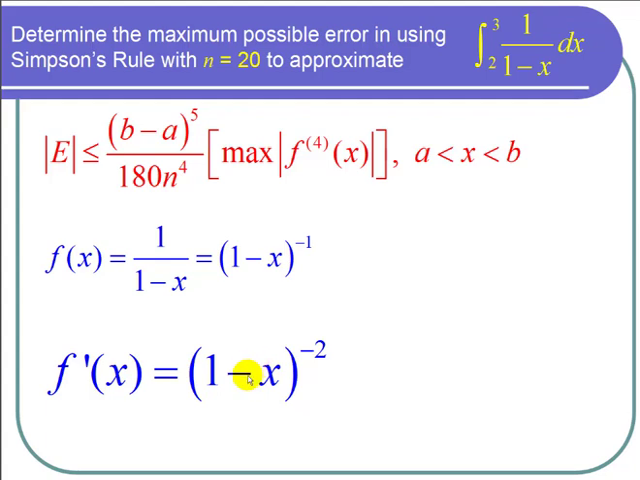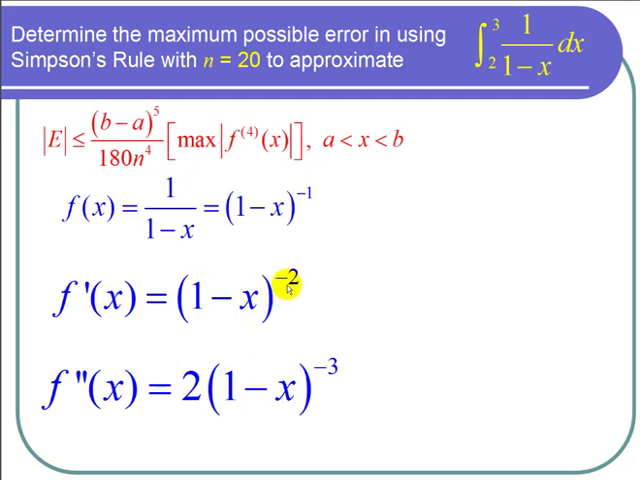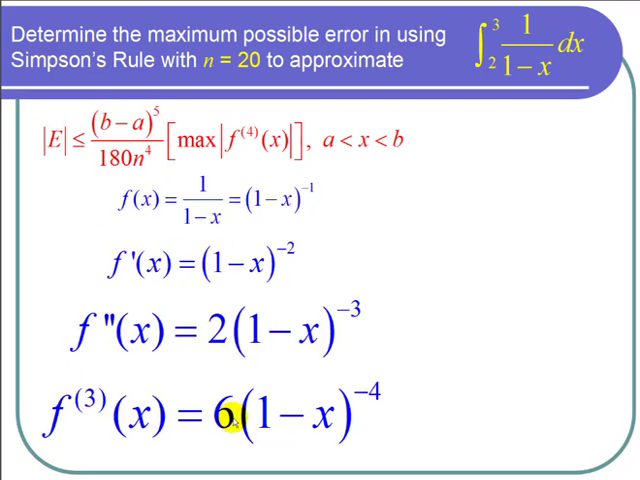Now let's take the second derivative. The derivative of the inside is negative 1 again, times negative 2 times (1 minus x) to the negative 3. Negative 1 times negative 2 is 2, and there's our (1 minus x) to the negative 3. Now let's take another derivative. So we take the derivative of the inside, which is negative 1, times negative 3 times 2 times (1 minus x) to the negative 4. And negative 1 times negative 3 times 2 is 6.